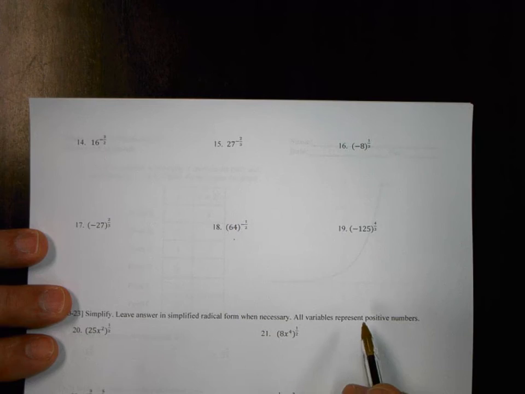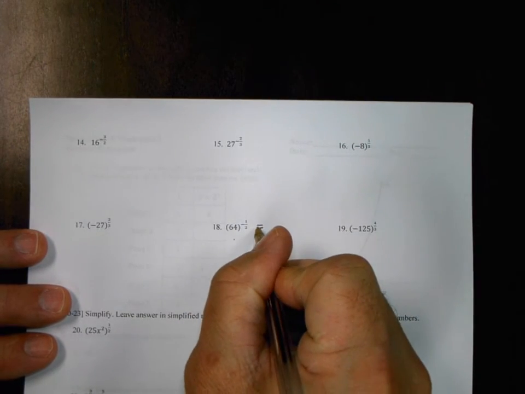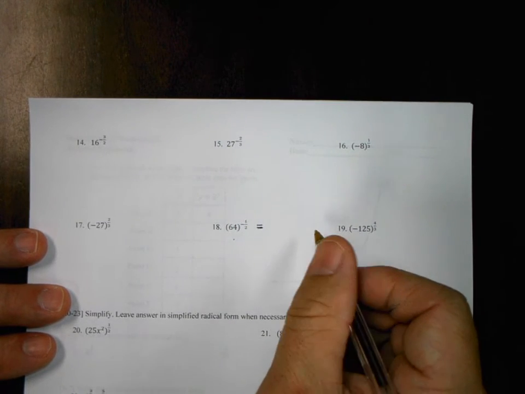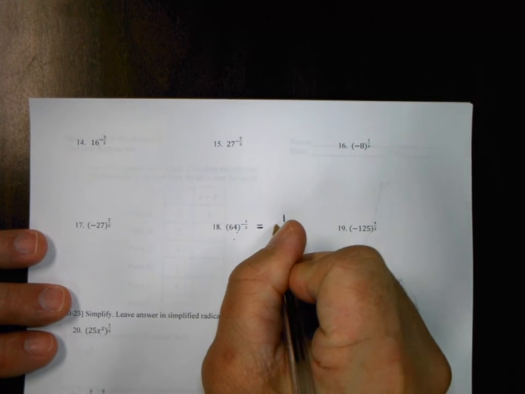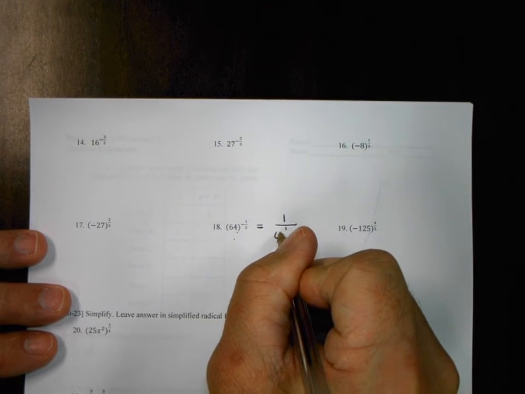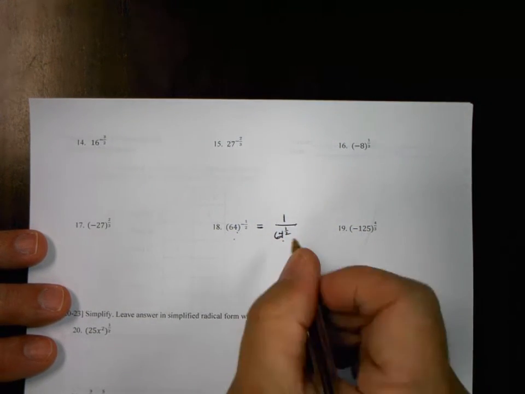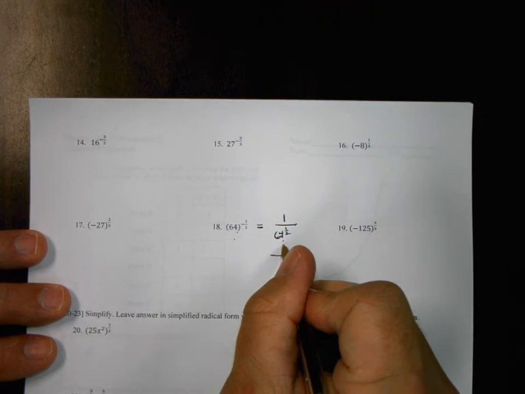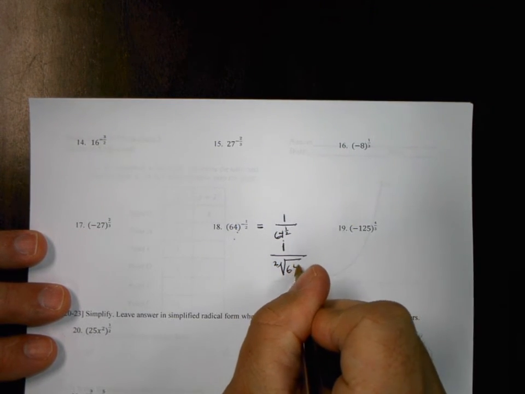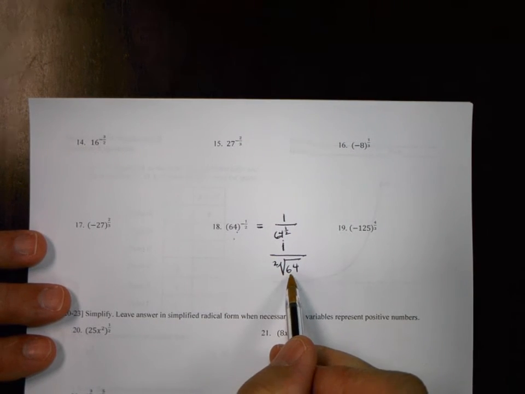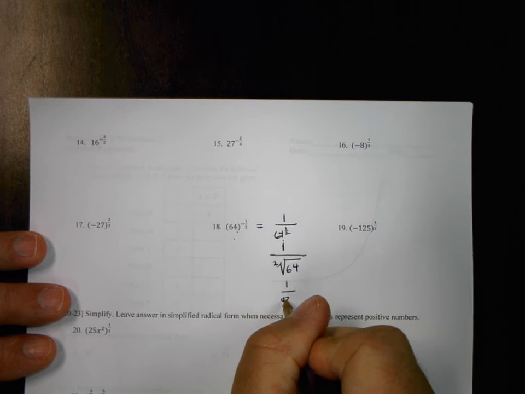Number 18 is 64 to the negative 1/2. You have to remember that a negative exponent means put it on the bottom and make it positive. So we're going to take 64 to the negative 1/2 and make it 1 over 64 to the 1/2. Then remember, 64 to the 1/2 is really the square root of 64. We know the square root of 64 is 8, so this ends up being 1/8.